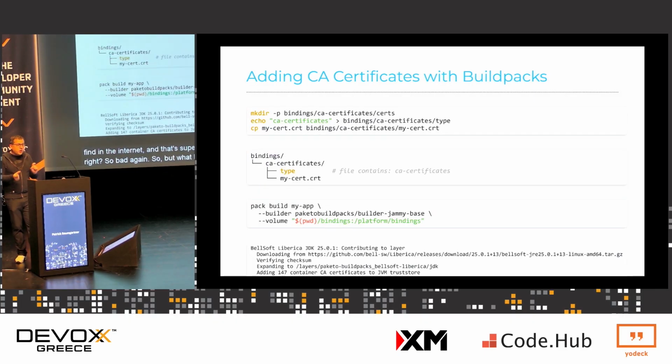But what I wanted to show you is, if I do that with Buildpacks, I can also easily add CA certificates to my container. And that's something you only do when you have self-signed certificates.